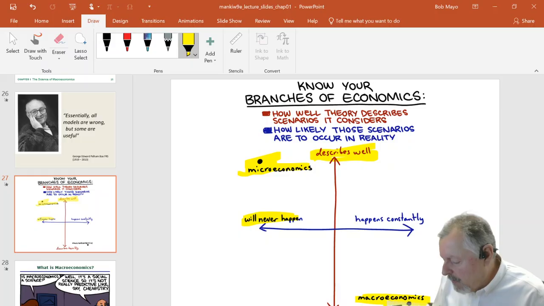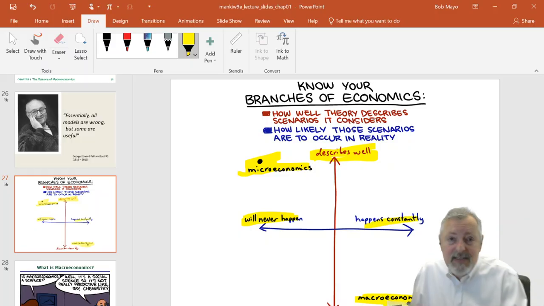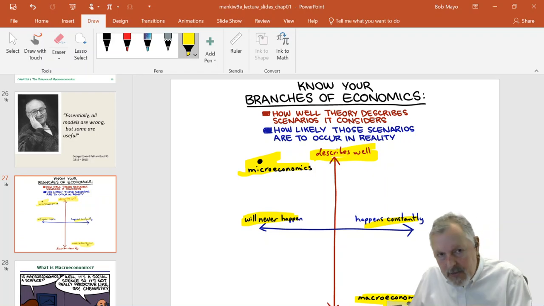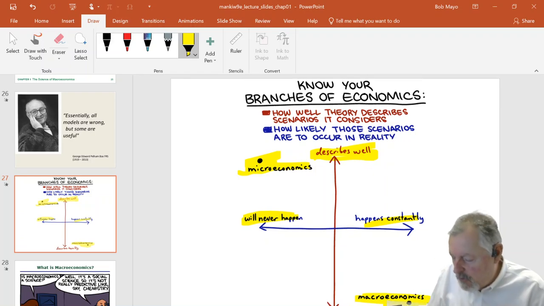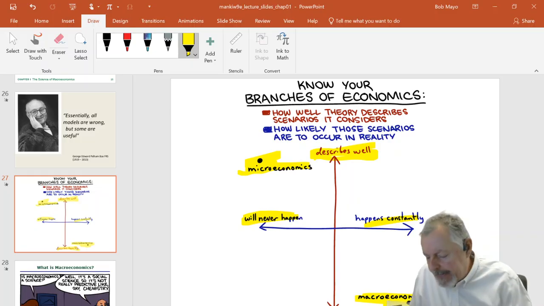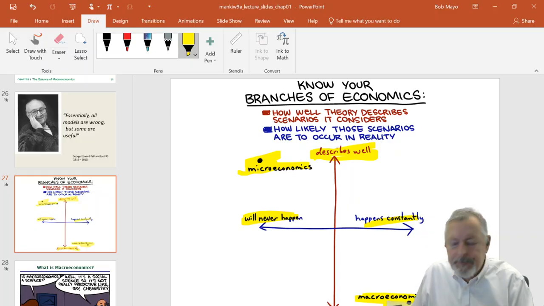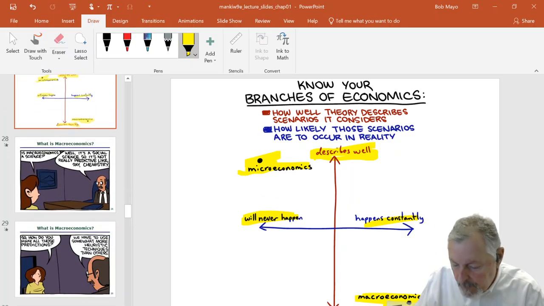Macro, down here, describes things that happen all the time. Economies grow, don't grow. Inflation goes up, inflation goes down. But macroeconomic models are notoriously bad at actually explaining things, at accurately predicting stuff. So it's a trade-off.